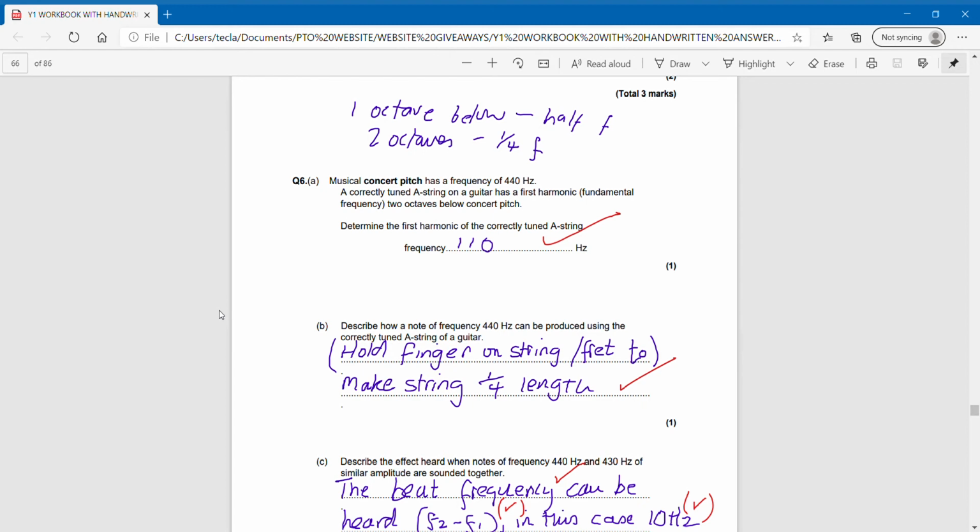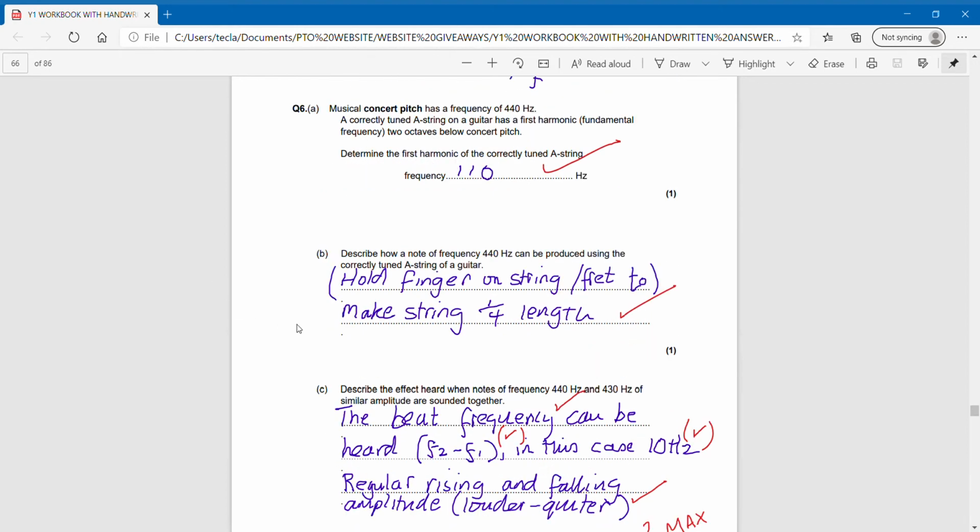Part B, describe how a note of frequency 440 Hz can be produced using the correctly tuned A string of a guitar. So you'd make the string a quarter of the length. So if the wavelength is a quarter, then the frequency will be 4 times as big from the wave equation. We know that the speed of sound is constant in air, so the frequency and the wavelength are inversely proportional.